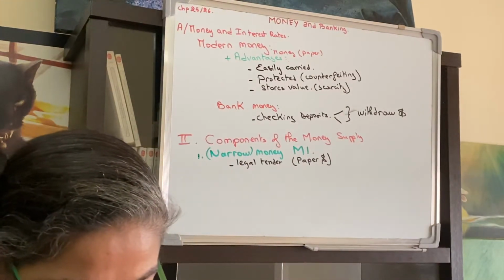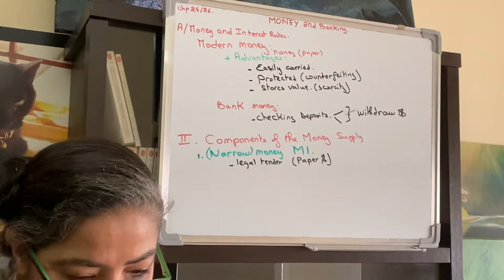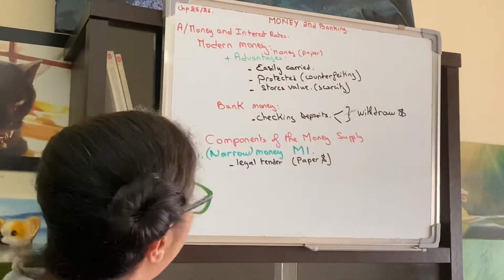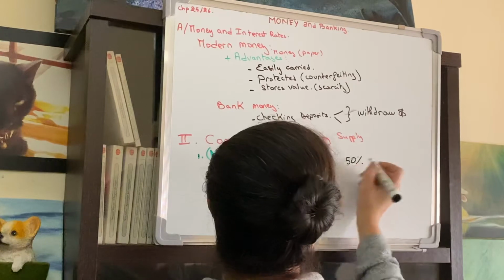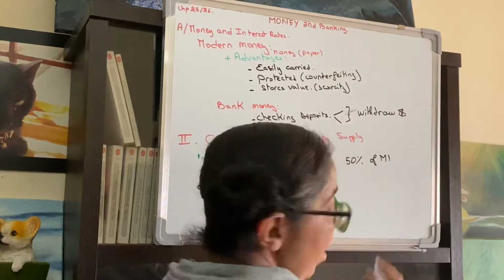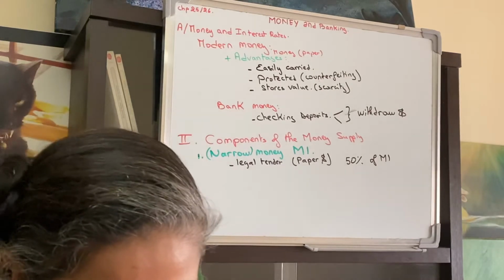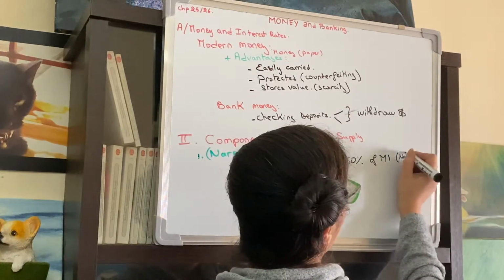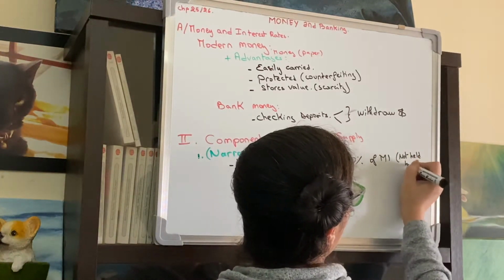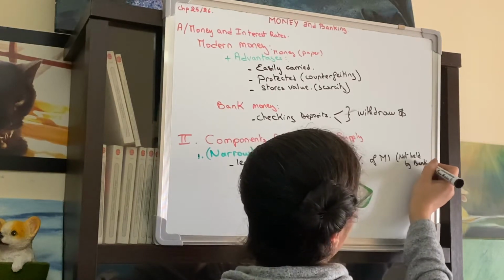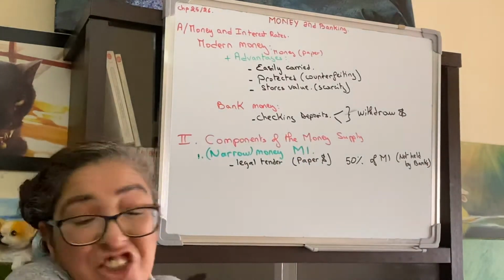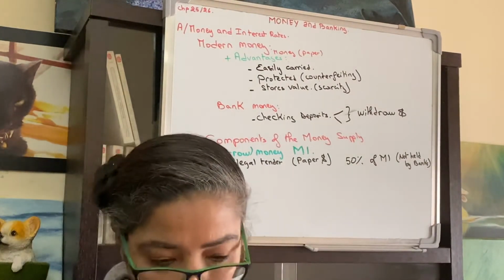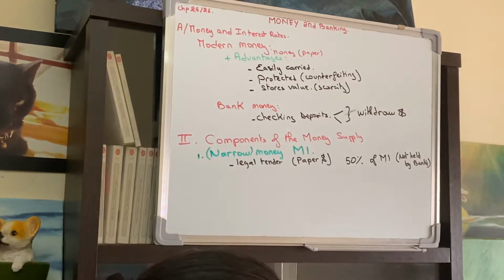So, I'm in narrow money. I have the legal tender, which is 50% of narrow money, 50% of M1. By the way, paper and coins not held by the banks. Because if they're held by the banks, they're not within the supply. They're just sitting there. So if they're not held by the bank, they are part of M1.